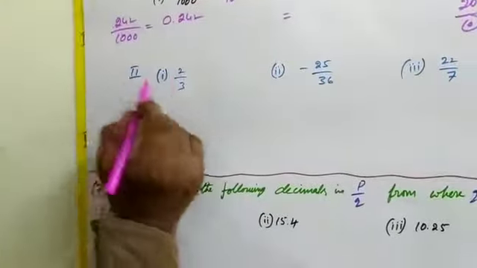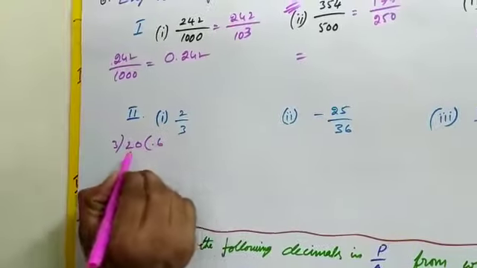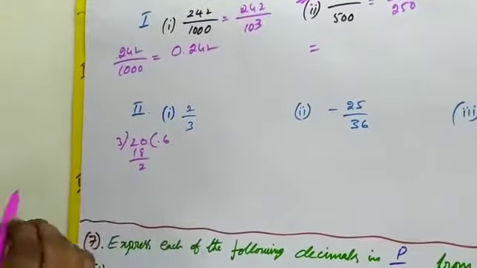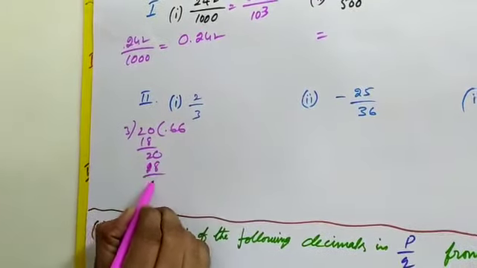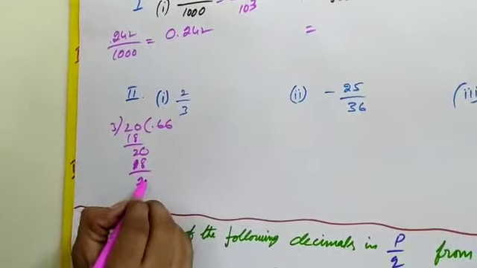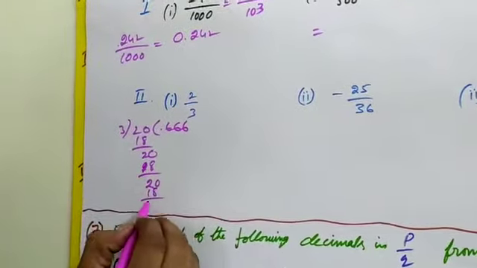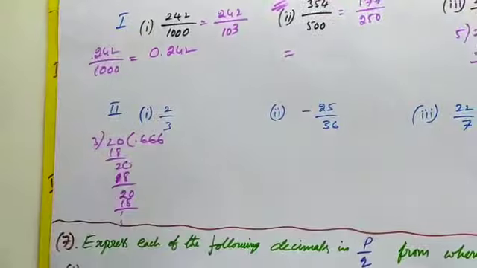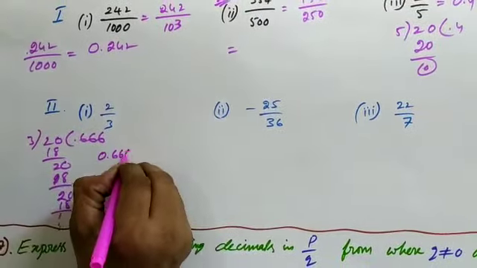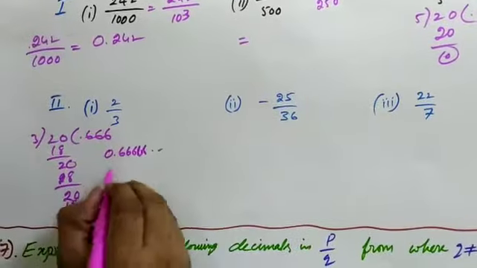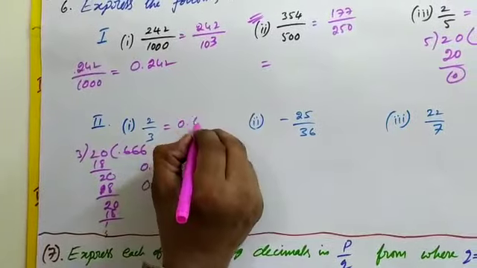For example, right? Therefore, 3, 2.0, 3 6s are 18. Next 2.0, 3 6s are 18. Again 20, 3 6s are 18. The process continues and so on. Like this, it is 0.66666 and so on. In the shortest form, it is 0.6 bar.